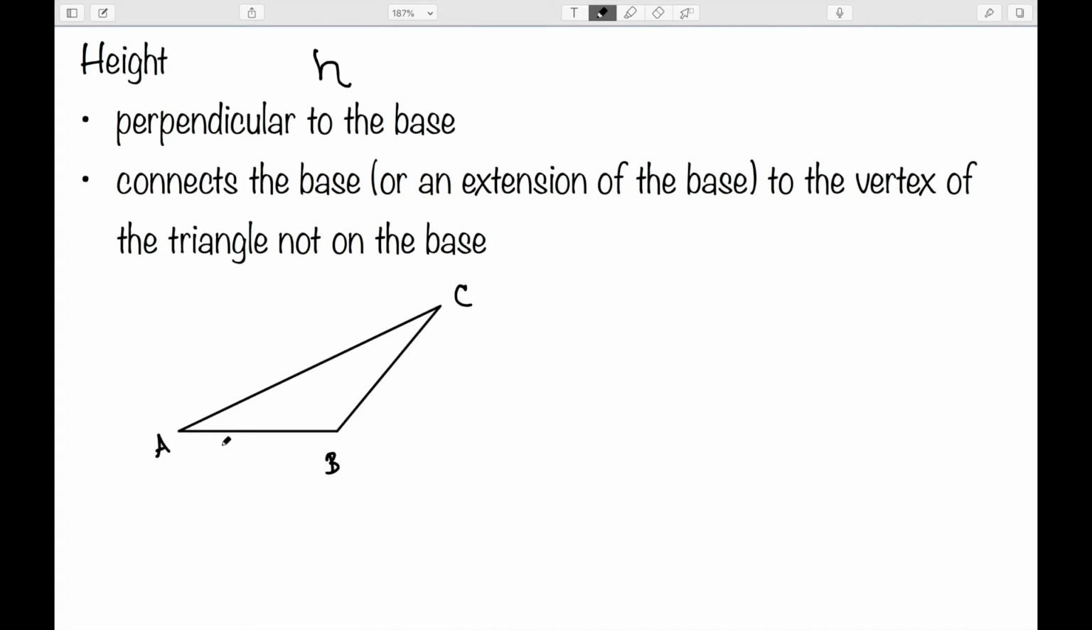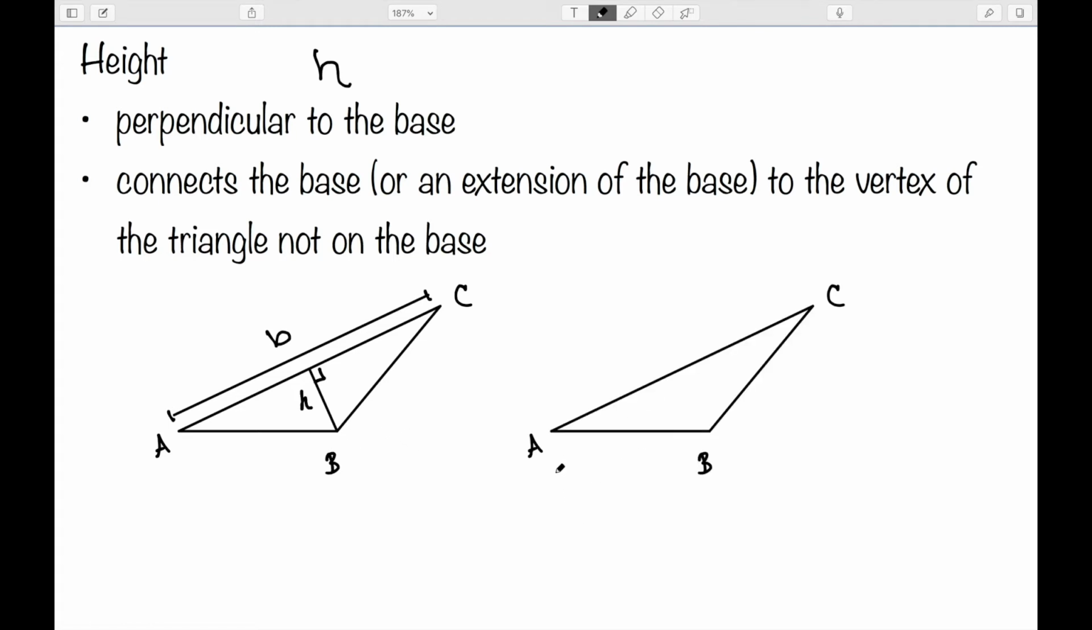Here I have a triangle that's determined by ABC. Let's suppose I pick this side here to be my base. In that case, I'm going to draw a perpendicular line coming from my point B and intersecting this base, and the height of that will be the height of the triangle.